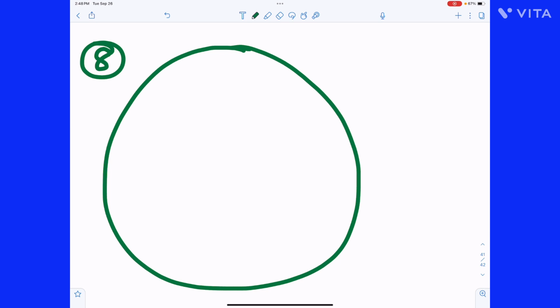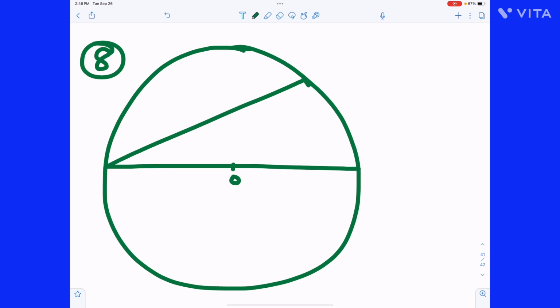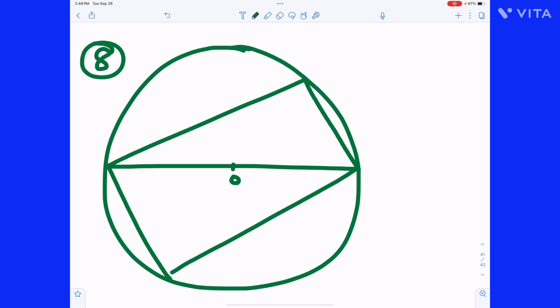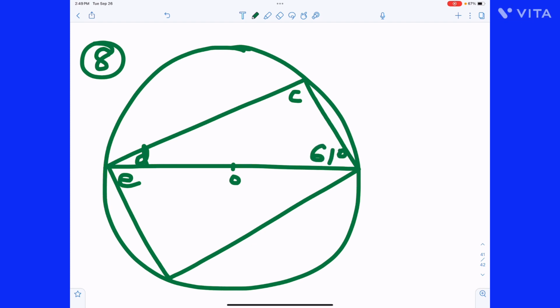Okay, I think I got it there. Now, we want to find C, D and E. Let's assume this is 61 degrees. So you find C, D, and E, and these two are parallel.